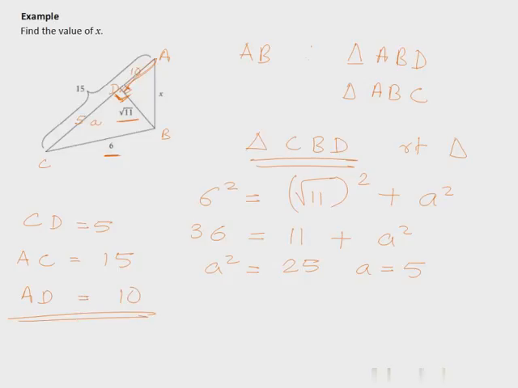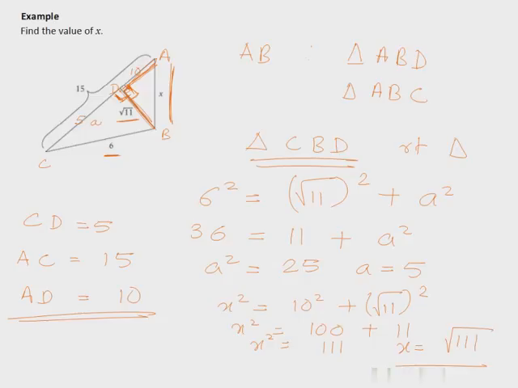So AD is 10. So I'll move towards the triangle which contains x. Now I know two sides of this right triangle. I know that this is 10, I know that this is root 11, and I need to find x. And I know it's a right triangle, that's given. So now I can do it. X is the hypotenuse, so x square is equal to 10 square plus root 11 square. So x square is equal to 100 plus 11. X square is equal to 111. So x must be equal to root of 111.